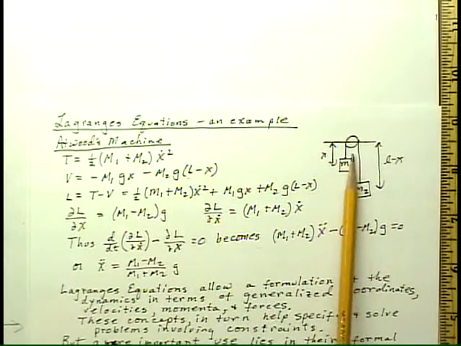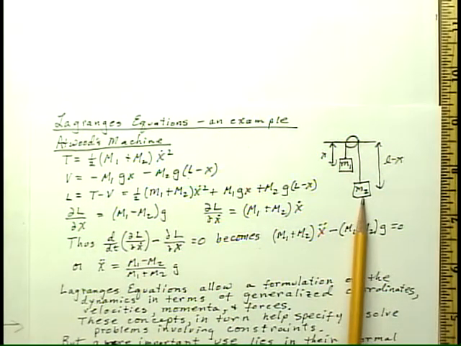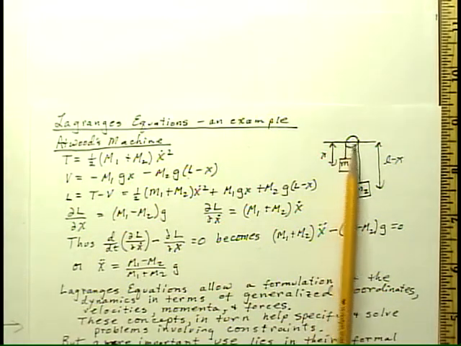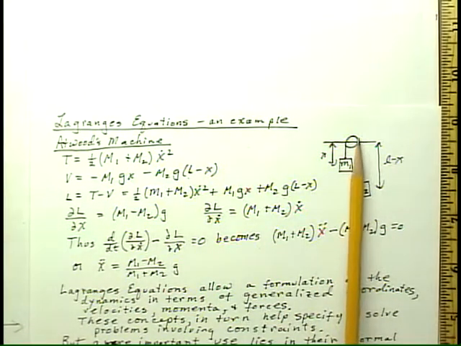The quick way to check this to make sure that you got the signs right is to do the following. As you know, if m1 and m2 are exactly the same mass, then of course the system will be balanced and there'll be no acceleration at all, just a constant velocity or no motion at all. If m1 is equal to m2, then of course this acceleration vanishes, which is exactly what we would anticipate.